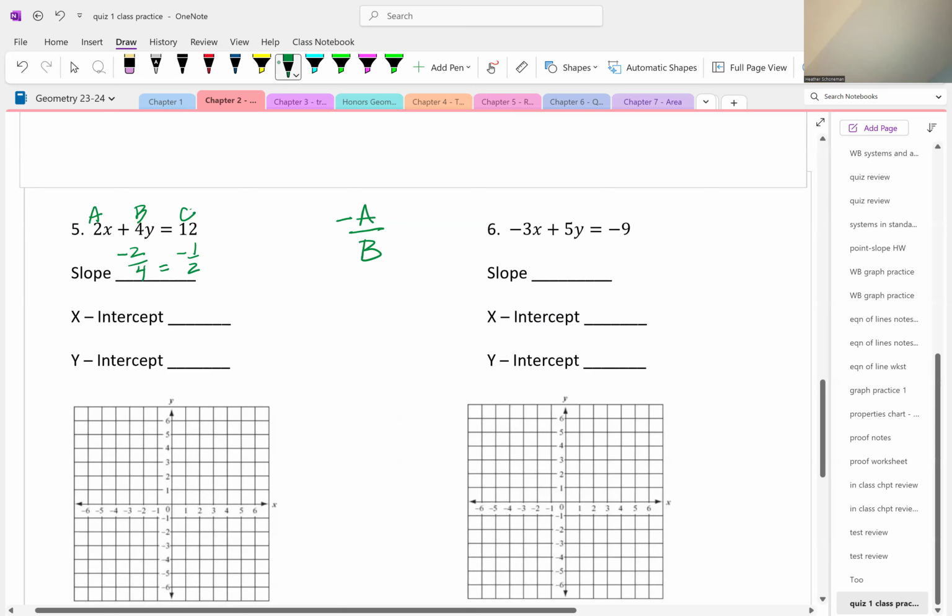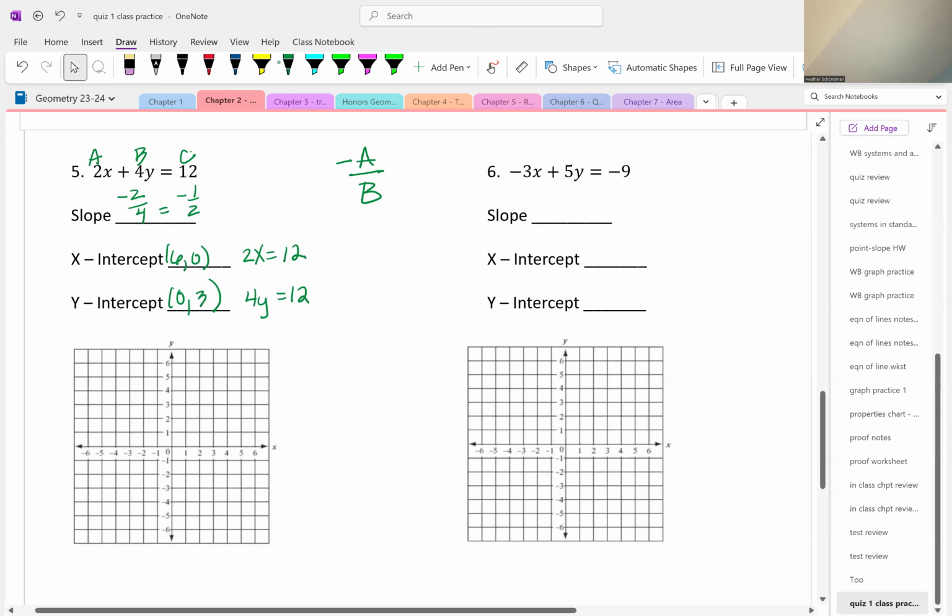Okay, the x-intercept is when y goes away. So we're solving the equation 2x = 12. So x is 6, so we get (6, 0). The y-intercept is when x goes away, so I have 4y = 12. So y is 3, so I get (0, 3). Now, because both of those numbers are nice whole numbers and they fit on the graph, we do not have to use the slope. We're just going to plot those 2 points and try and do a better job connecting the dots. There's our line.